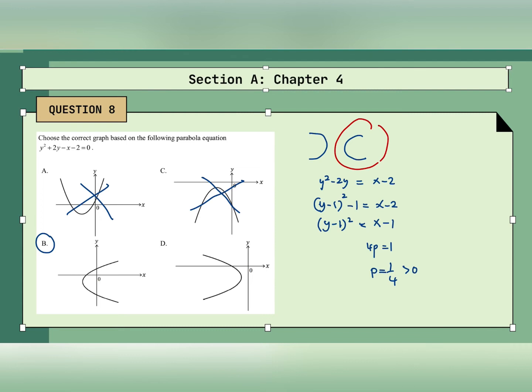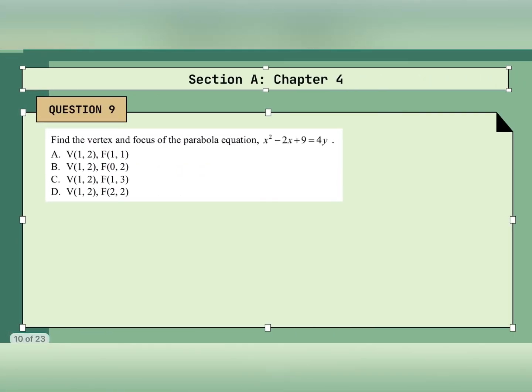Now, question number 9. Find the vertex and focus of the parabola. Dia minta vertex dan focus. So you need to have the value of P. Okay, first completing the square. X minus 1 squared minus 1 equals to 4y minus 9. X minus 1 squared equals to 4y. Negative 9 plus 1 is negative 8. Factorize 4, kita ada y minus 2.